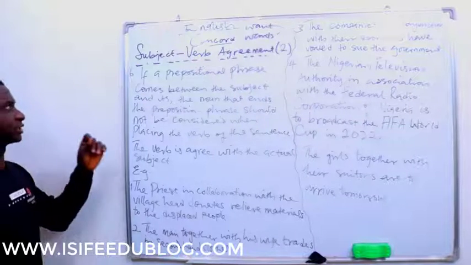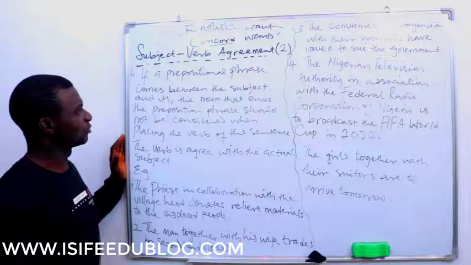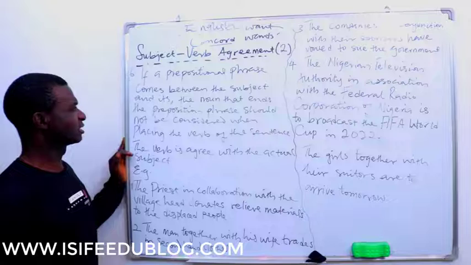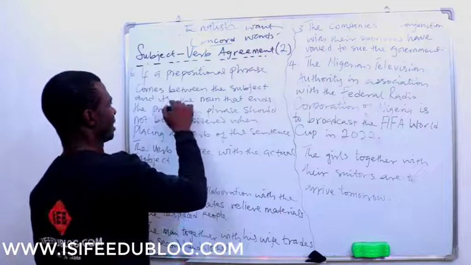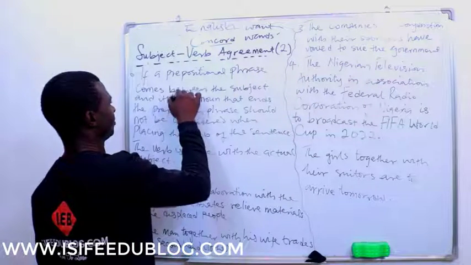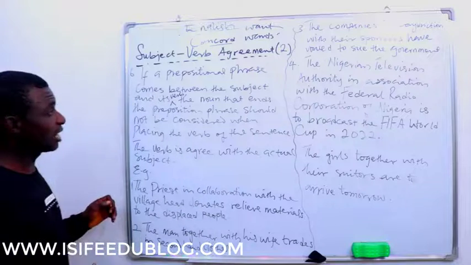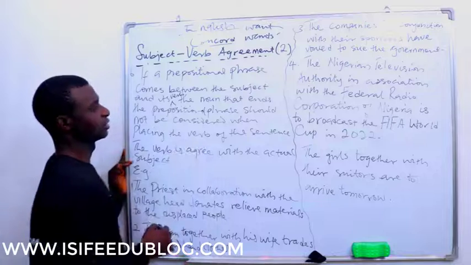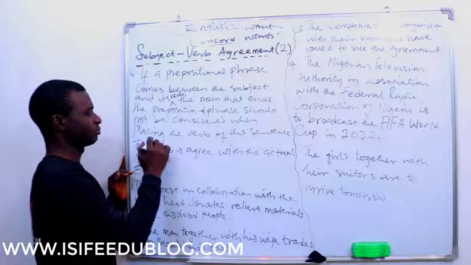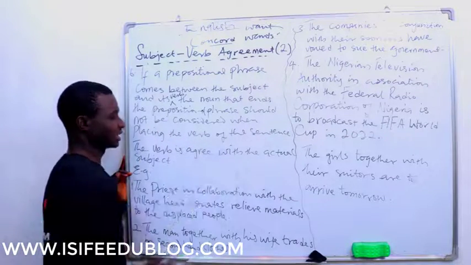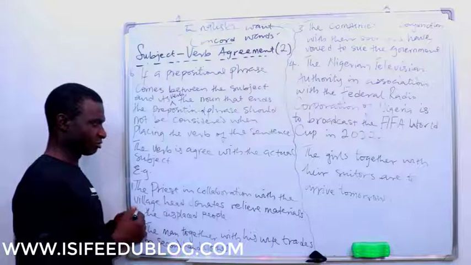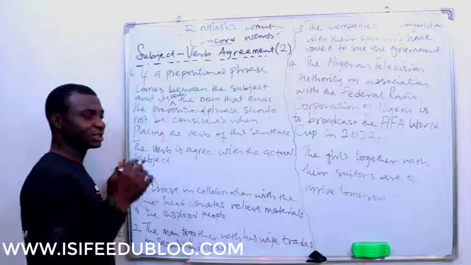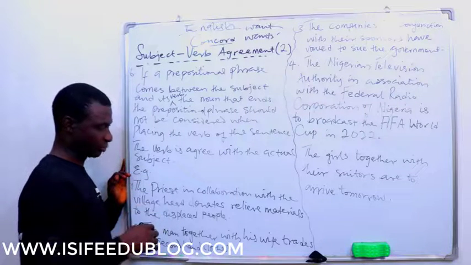Now, number 6 says, if a prepositional phrase comes between the subject and its verb, the noun that ends the prepositional phrase should not be considered when placing the verb of the sentence. Now, what is the implication here? Prepositional phrases start with prepositions and end with nouns.